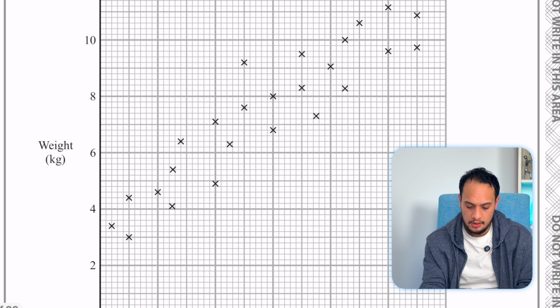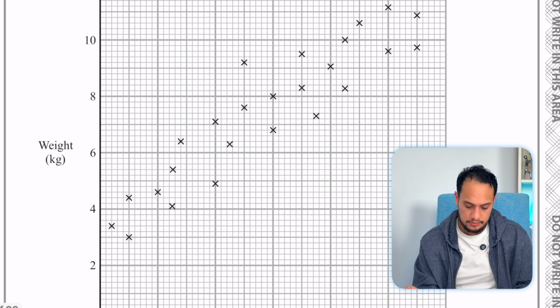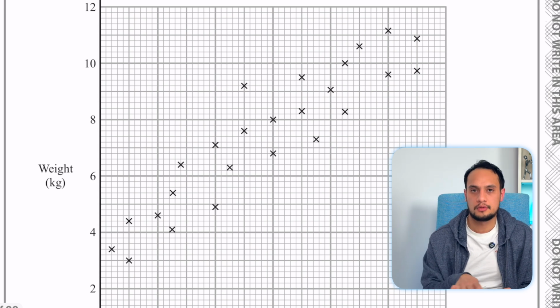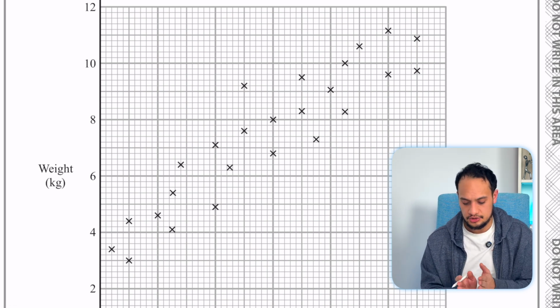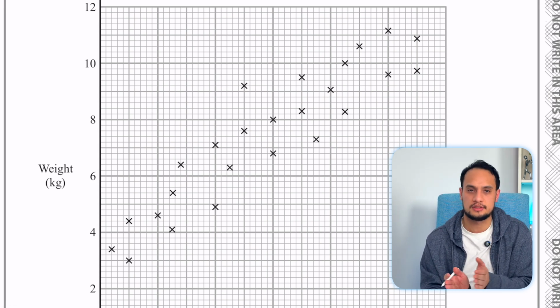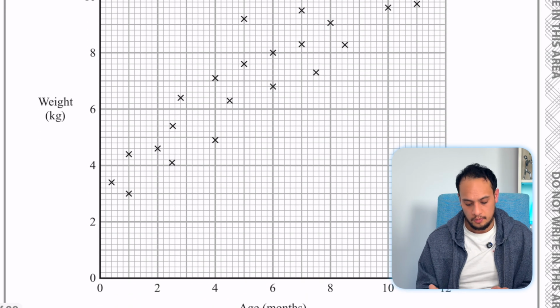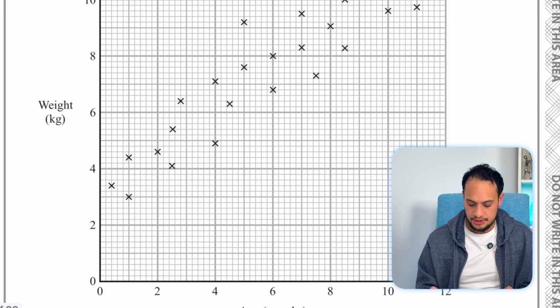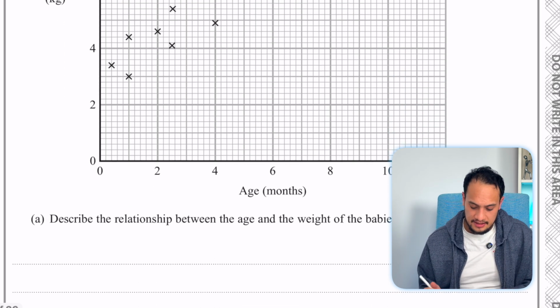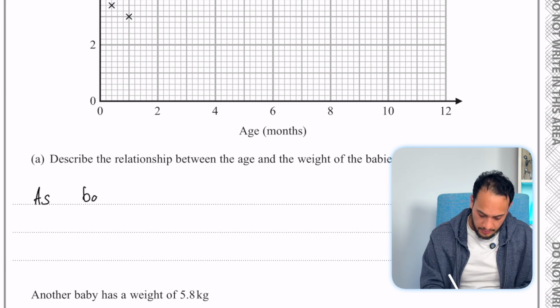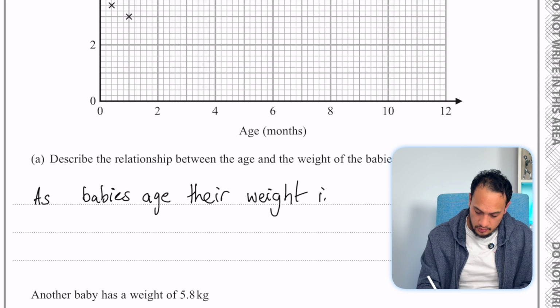I think it's a good idea to always do this. You can see that it's trending up, and you can see there's a strong correlation because the points are relatively close together. There's a strong relationship between weight and age. As you get older, your weight goes up. So you just need to state this relationship: as babies age, their weight increases.